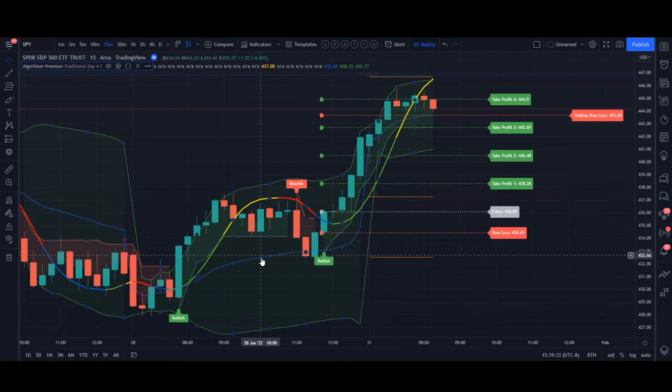Now, the VWAP itself can be seen as a level of pivot, where if the price of the asset is above the VWAP, that means that the buyers are in control and momentum to the upside is likely to occur. Likewise, if price is below the VWAP, that means that the sellers are in control and momentum to the downside is likely to occur.